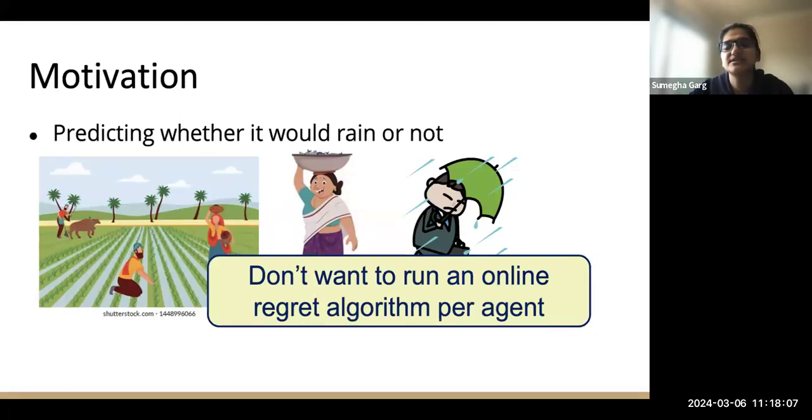And this is something that is actually done in today's world, where everyone is not running their own low regret algorithm. We just look at the forecast that is predicted by some app, and then make our decisions based on those forecasts.